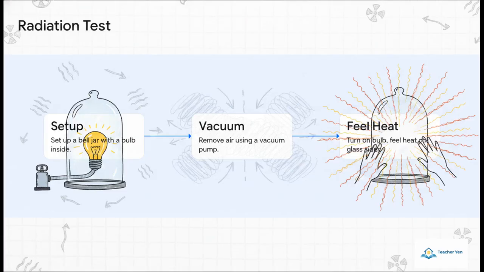To prove this on your exam, you'll want to reference the bell jar experiment. You put a light bulb inside a glass bell jar, and then you use a vacuum pump to completely suck all the air out. So there is zero gas, liquid, or solid connecting the bulb to the glass. You turn the bulb on, wait about 10 minutes, and touch the outside of the jar. It's hot. The heat radiated outward from the bulb, straight through a pure vacuum, and hit the glass.